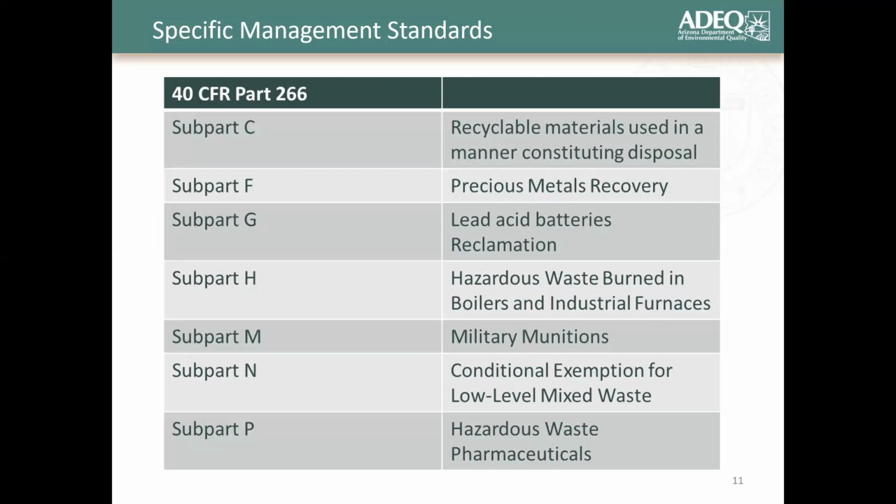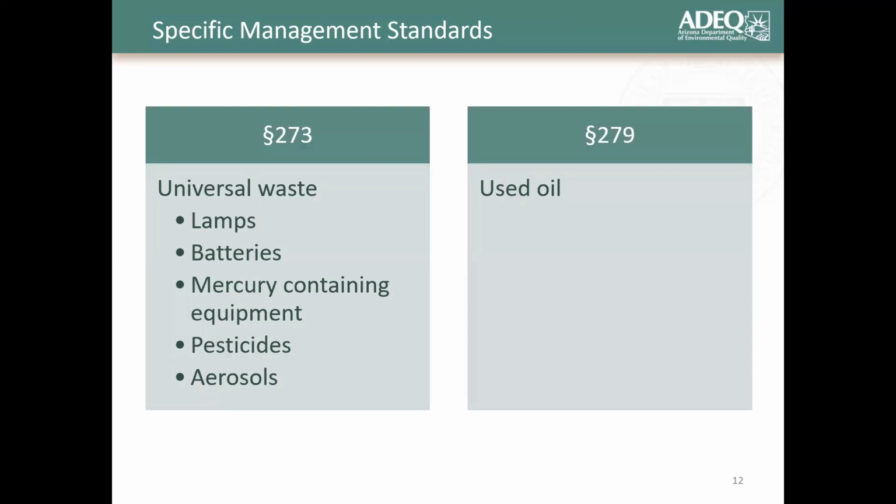With lead-acid batteries, they can be regenerated, a form of reclamation. And when they are destined to be regenerated through electrolyte replacement, then they are not subject to the hazardous waste regulations, except for the requirement to document your waste determination. Other specific management standards that are less stringent than the hazardous waste regulations are Part 273 for universal waste and Part 279 for used oil. Remember that these alternative management standards only apply when your waste is destined to be recycled.